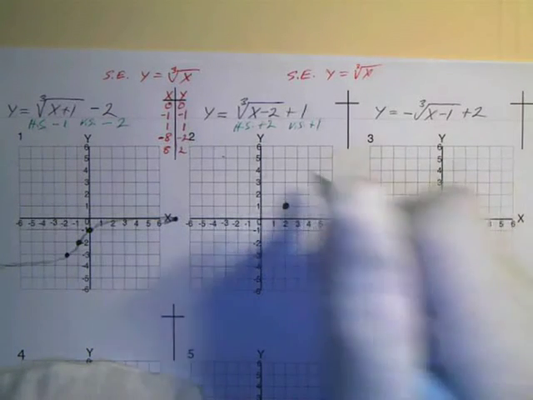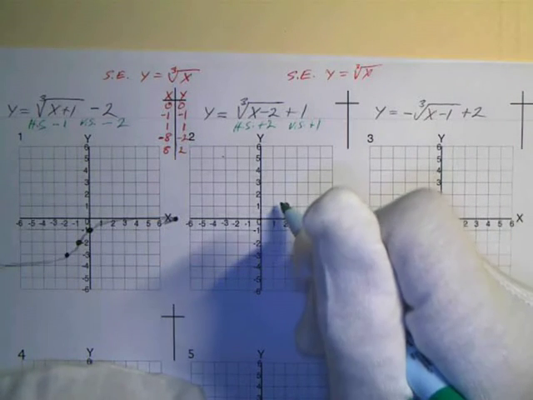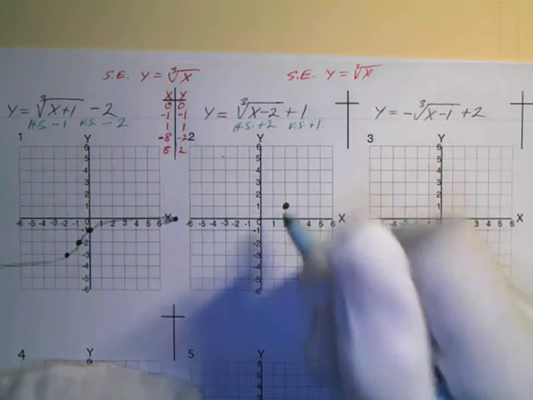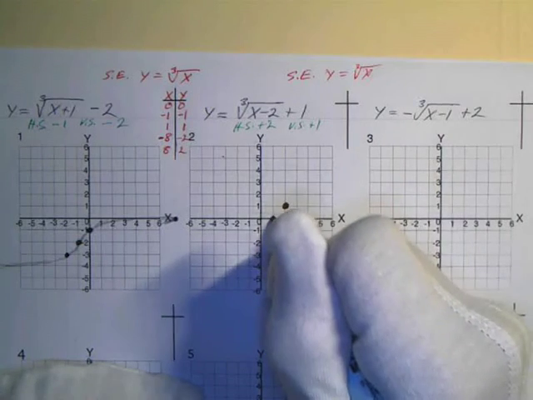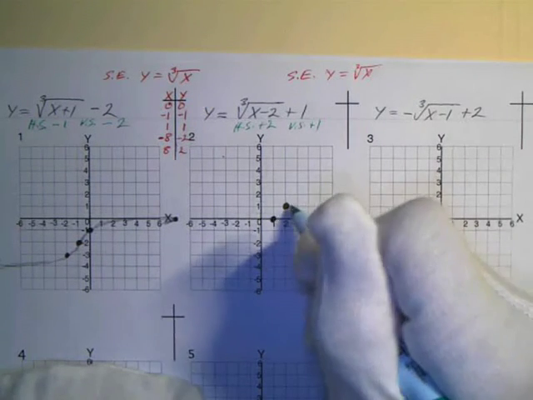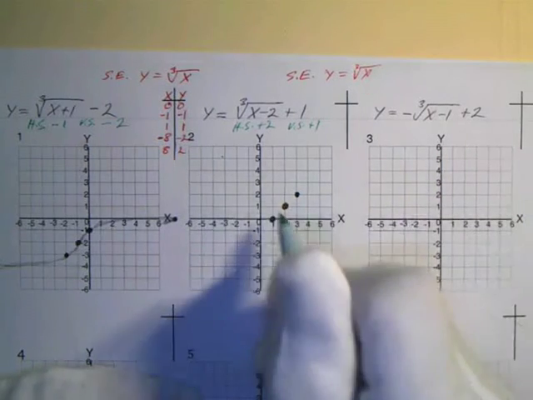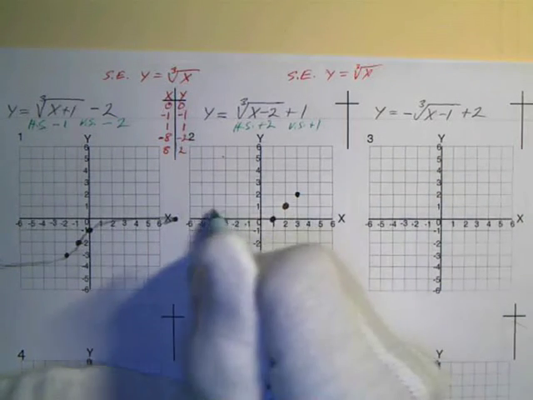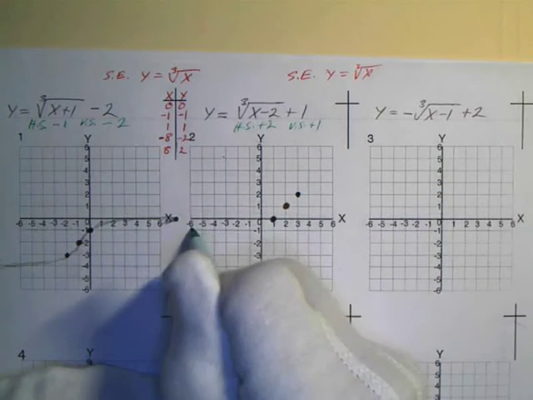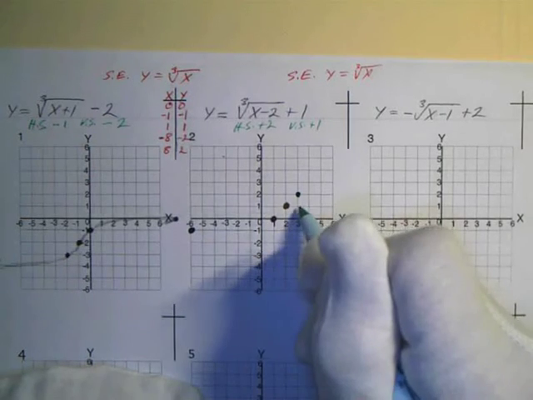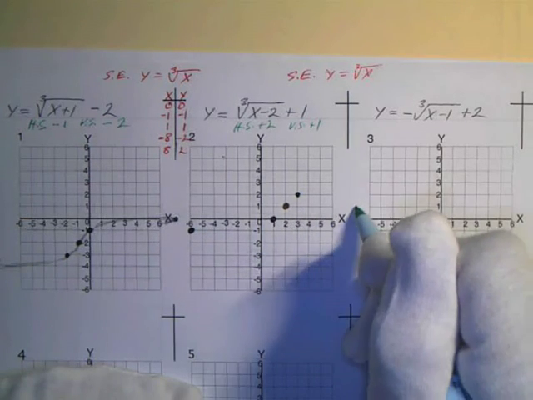Okay, so I'm going to go 1 to the left, down 1, and 1 to the right, up 1. And then 8 to the left. That's 8, and then down 2. And 8 to the right, 1, 2, 3, 4, 5, 6, 7, 8.